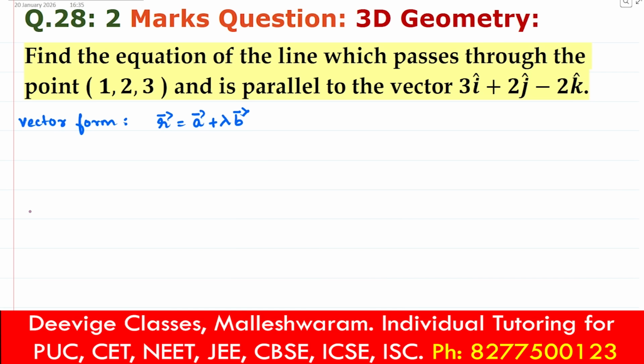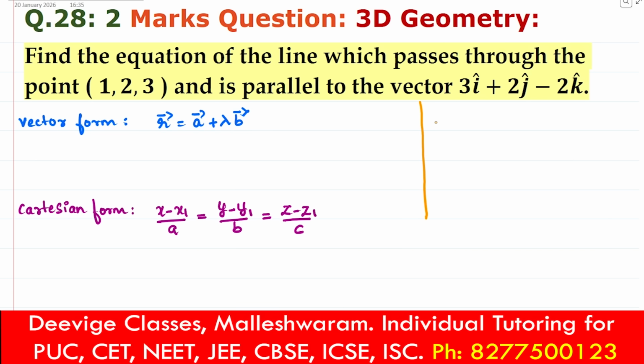And next is a Cartesian form. Cartesian form of the equation is (x minus x1) divided by a is equal to (y minus y1) divided by b is equal to (z minus z1) divided by c. Okay, so here given points are, a is equal to, passing through the point is nothing but a point. a is equal to what?